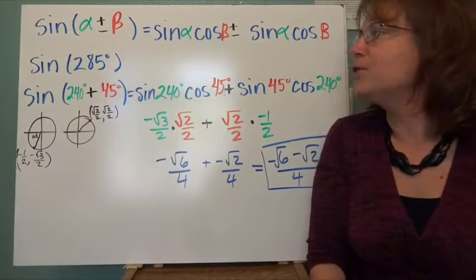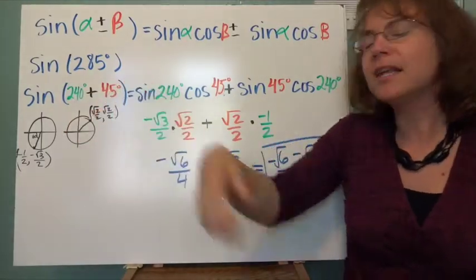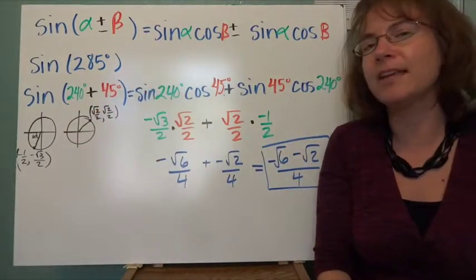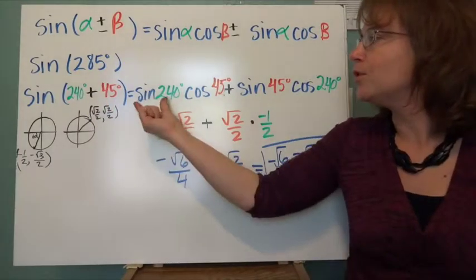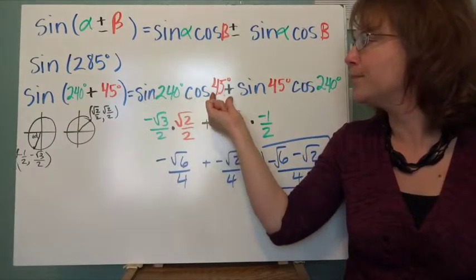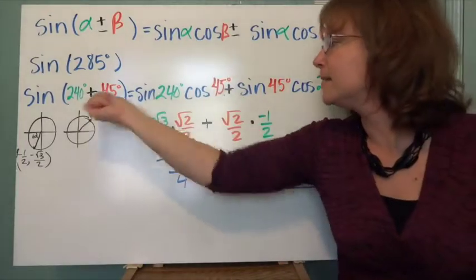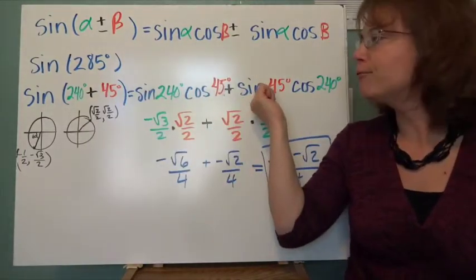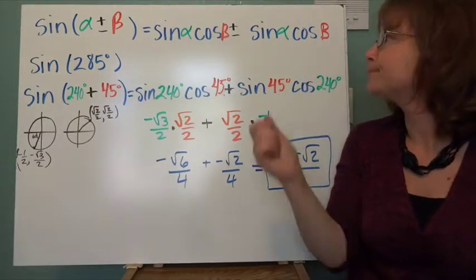So sine of 285, and I can rewrite that as sine of 240 plus 45. I could also rewrite that as a difference. I just chose to write it as a sum. And that's equal to, now I'm going to go sine cosine, so sine of my first angle times cosine of my second: sine of 240 times cosine of 45, plus, my sine stays the same, sine of 45, that's of my second angle, cosine of 240.